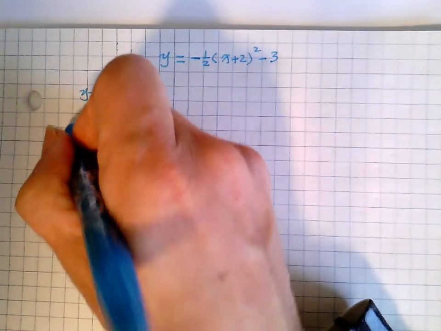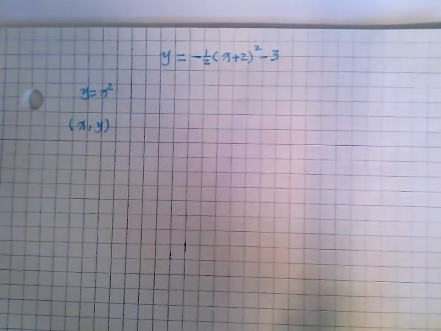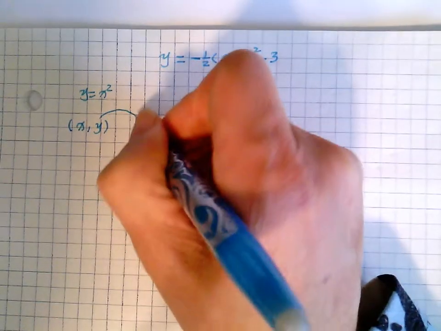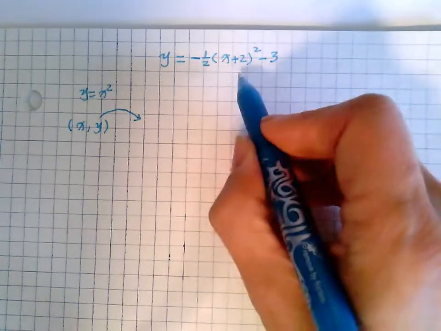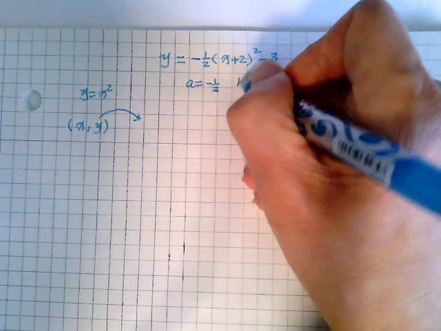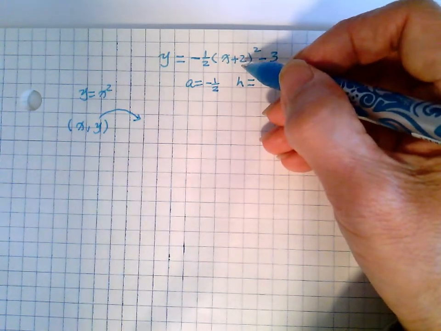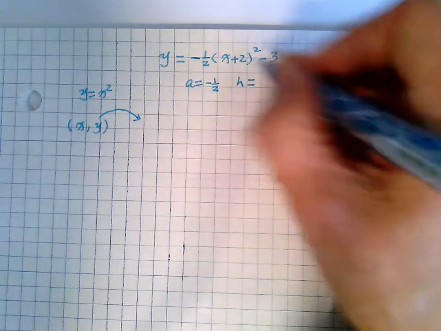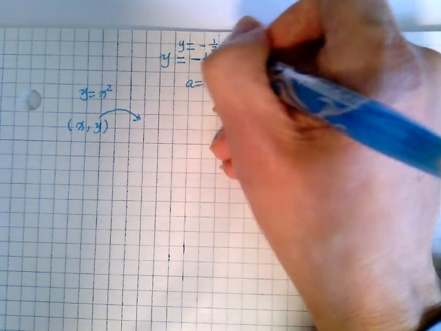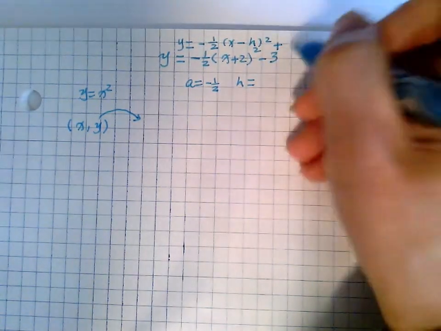location. So any point on y equals x squared can be expressed as ordered pair (x, y). This point is going to be transformed according to your a, h, k values. a equals negative a half. Your h equals, what is the h value? It's x plus 2. Your formula is y equals negative 1 over 2 (x minus h) squared plus k.